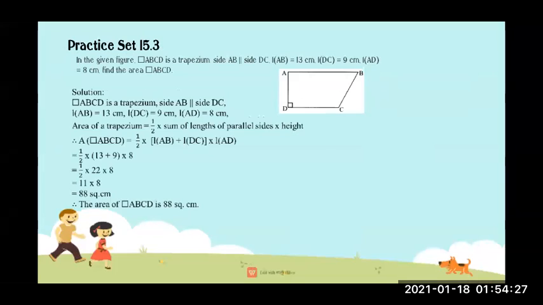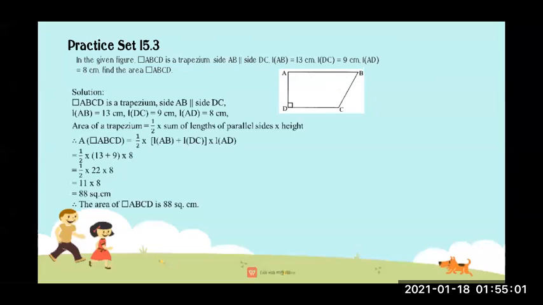See, in the question it is given. In the given figure, quadrilateral ABCD is a trapezium. Side AB is parallel to side DC. Length of AB is equal to 13 centimeter and CD or DC is equal to 9 centimeter. AD is equal to 8 centimeter. Find the area of quadrilateral ABCD.